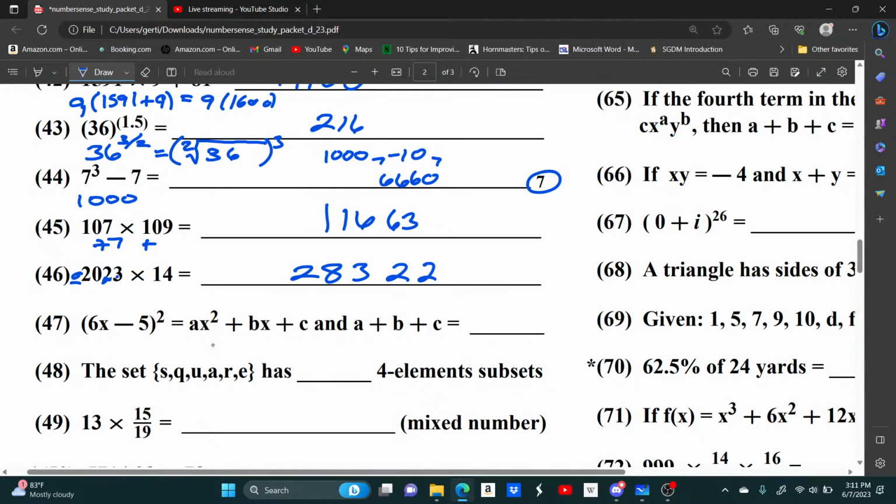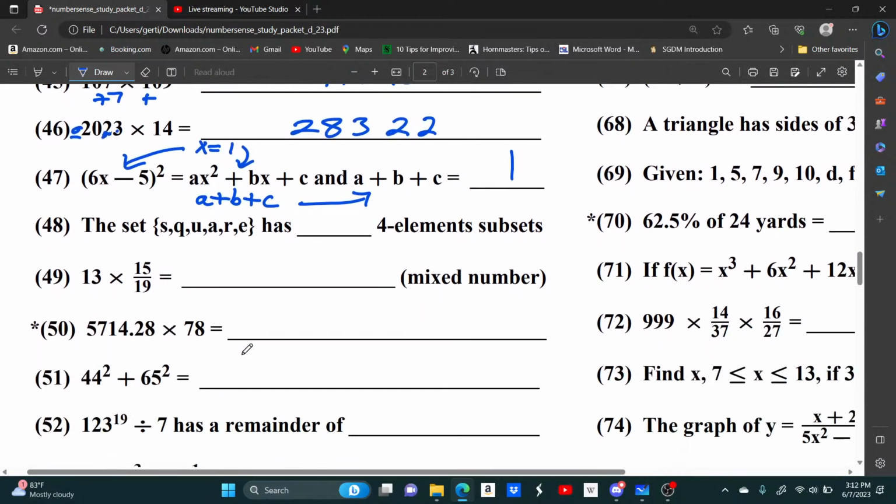Okay, 47. If (6x minus 5) squared equals ax squared plus bx plus c, then a plus b plus c equals what? So notice if I plug in x equals 1 into this equation, I get a plus b plus c, which is what I want, right? So what I can do is just plug x equals 1 into here, right? 6 minus 5 is 1, and then squared is just 1.